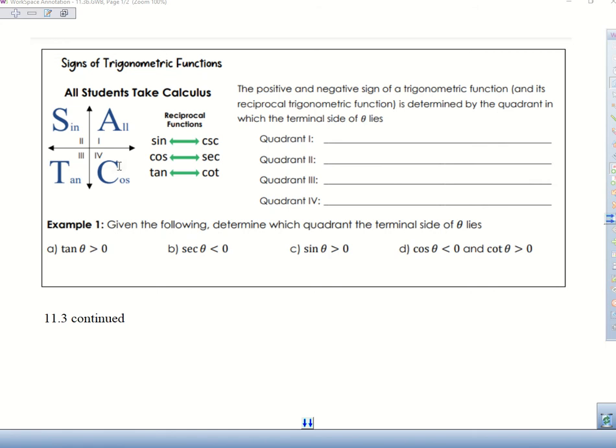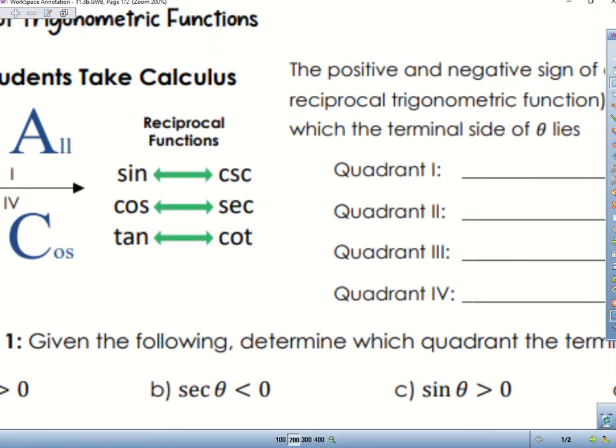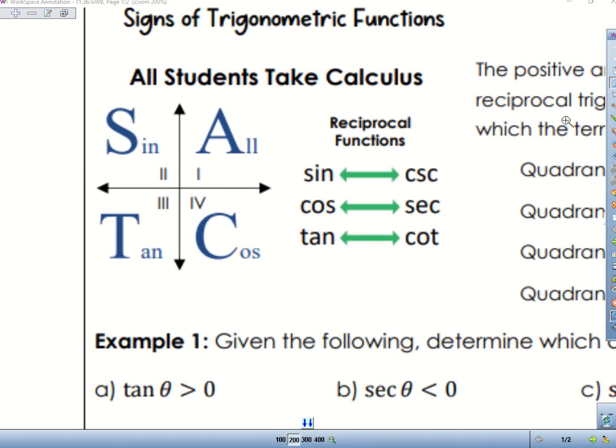So I think I briefly mentioned with you guys the other day, the "All Students Take Calculus" acronym. Does this ring a bell at all? Do you remember me labeling the quadrants? So let's talk about what that means, okay? This little acronym tells us what is positive in what quadrant.